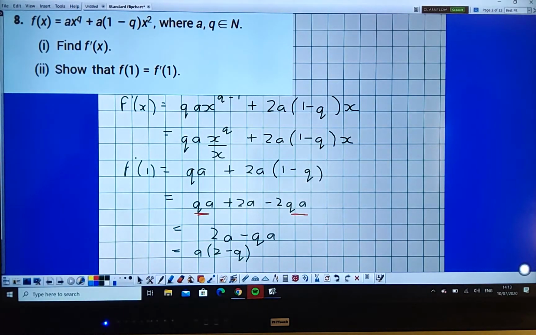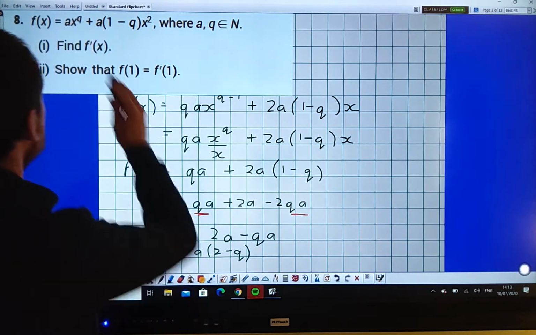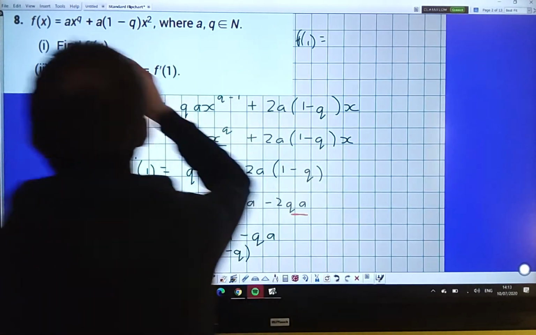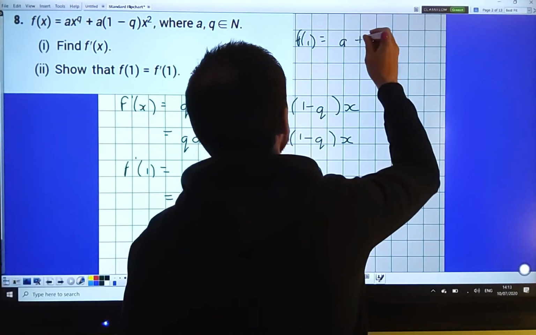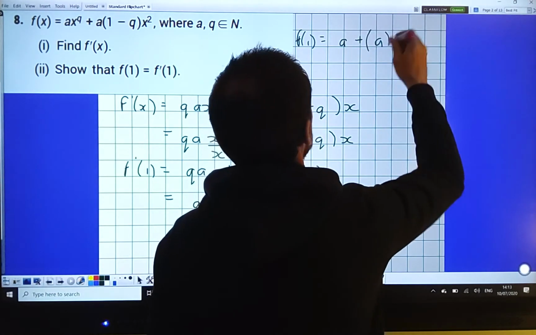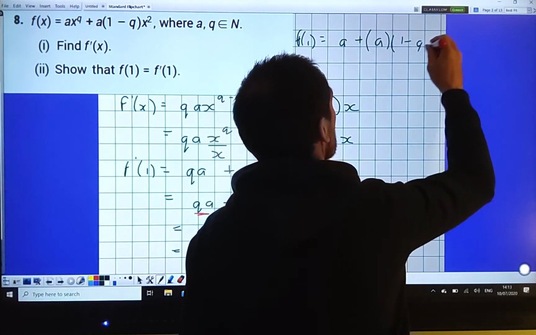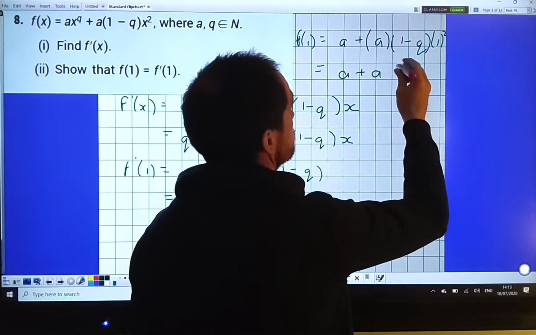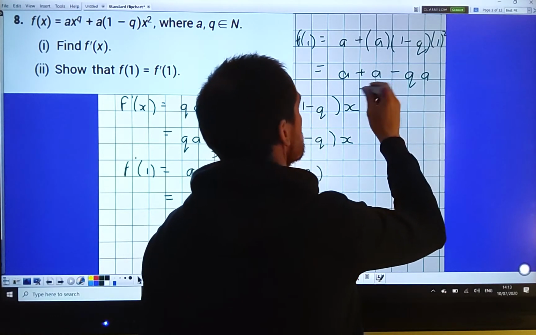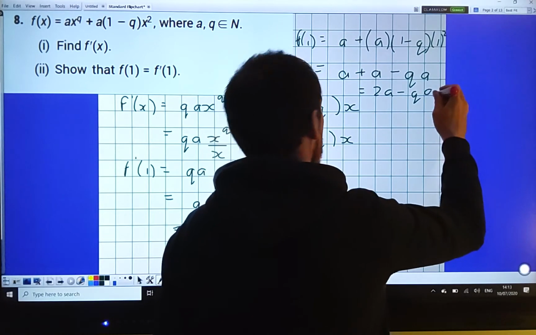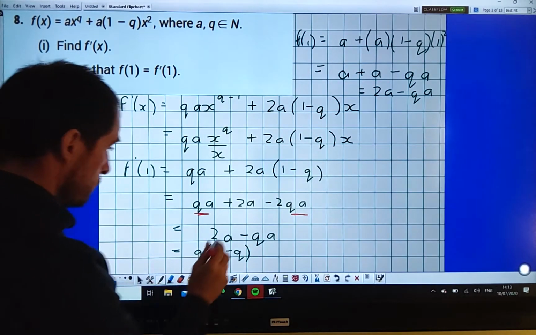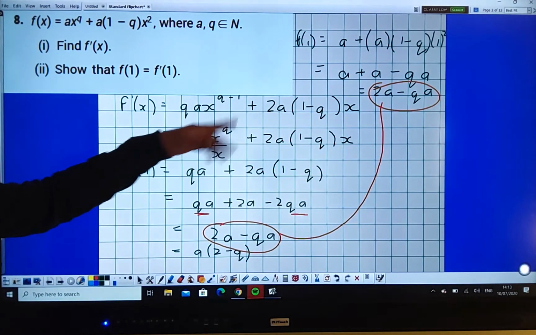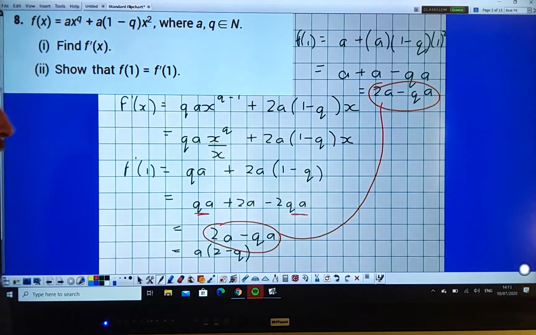Okay. Now, let's put 1 in and get f(1). So f(1) is just going to be equal to 1 to the power of q is 1, so that's a, plus a times (1 minus q) times 1 squared. So that's going to be a plus a minus qa, which is 2a minus qa. It's the same as that. And again, the simple step to this one here is just dividing by the x, or knowing that that's what that is, and then filling them in.